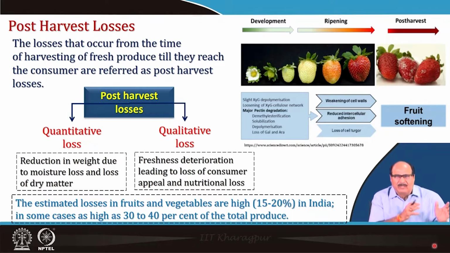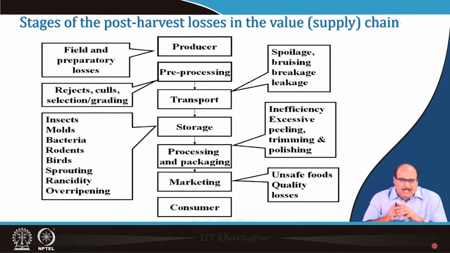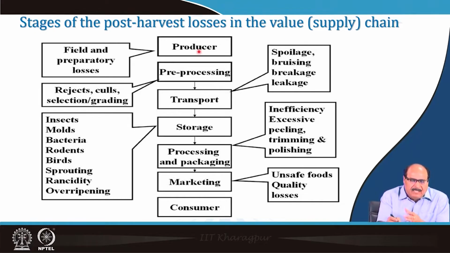In the earlier class, we had discussed in detail that the estimated loss in the fruits and vegetables is very high in India, maybe 15 to 20%, and in some cases as high as 30 to 40% of the total produce. So, in this slide I have tried to show you the different stages of post harvest losses in the value chain. It starts from the production point itself. In the production point, there are various field and preparatory losses. Then in the pre-processing, rejects, culls, selection, grading, sorting, etc. also result in some losses, after which it comes to transportation.